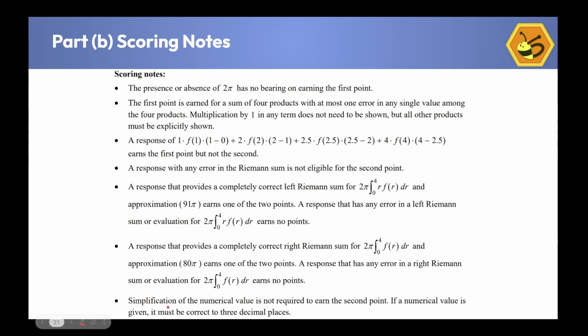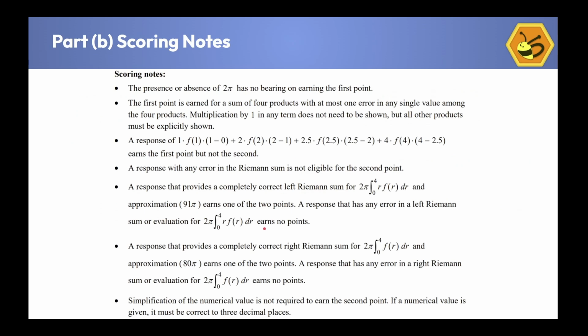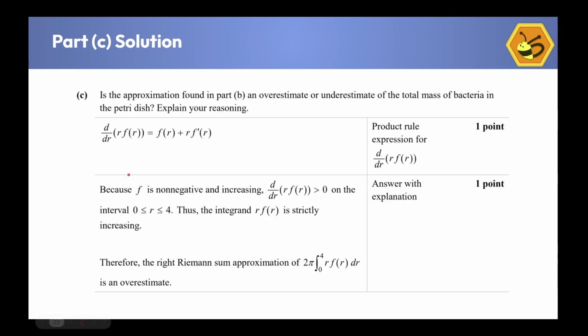And interestingly, simplification of the numerical value is not required to earn the second point. So you can keep the expression like this and you'll get your full point. So it is suggested not to simplify. If you do, then you need to round to 3 decimal places or keep it like this for now. You can read this through afterwards if you're interested in the details. But let's go to part C.